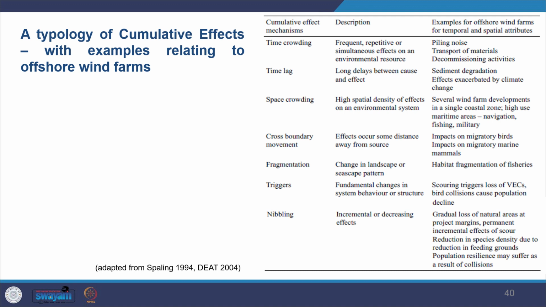Then the nibbling. Nibbling is about incremental or decreasing effects. So gradual loss of natural areas at project margins, permanent increments, effects of scars, and then reduction in species density and so on. So that's the typology you can see here: time crowding, time lags, space crowding, cross-boundary movement, fragmentation, triggers, nibbling. So that was about the typology of cumulative effects.